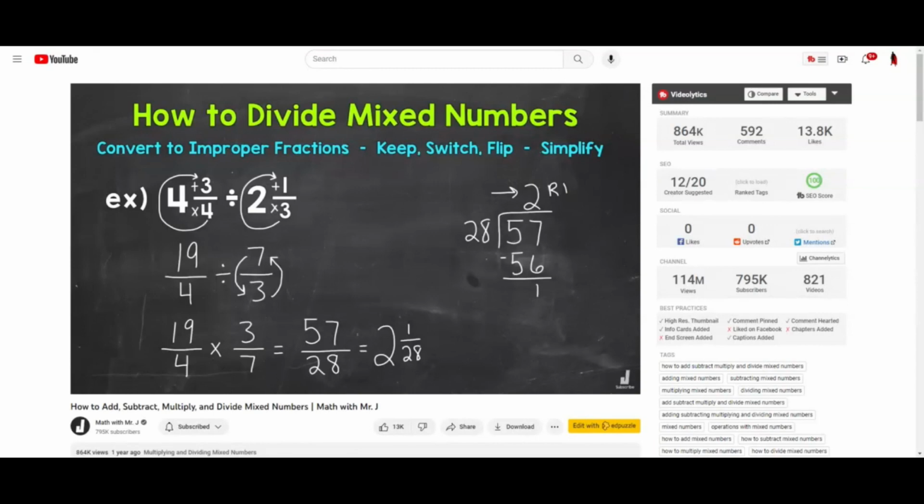This 2 is going to be the whole number part of our mixed number, 2 whole 28s out of 57. And then this 1, the remainder, is going to be the numerator. And then we keep our denominator of 28 the same. Once we get to our mixed number, we can check to see if we can simplify the fractional part. 1/28 is in simplest form. The only common factor between 1 and 28 is 1. So we are done. 2 and 1/28.